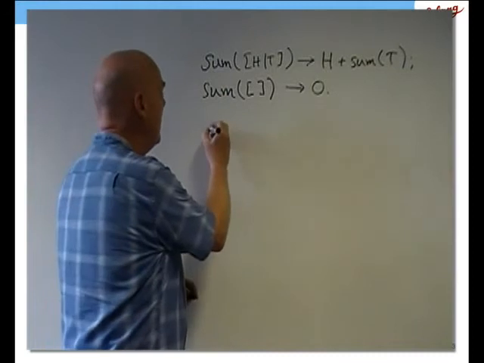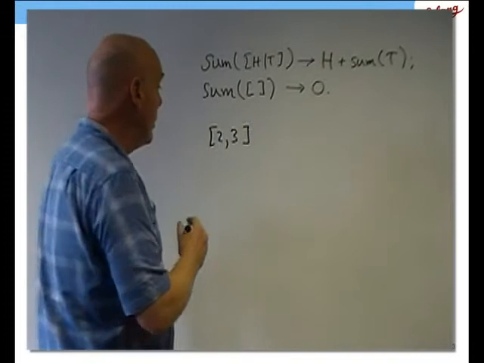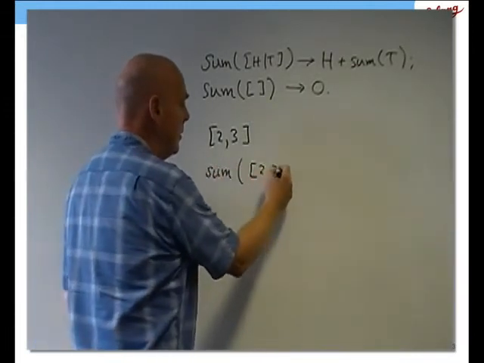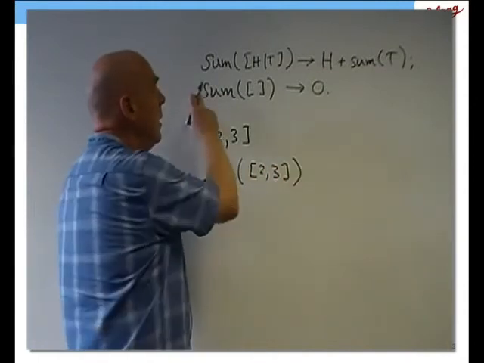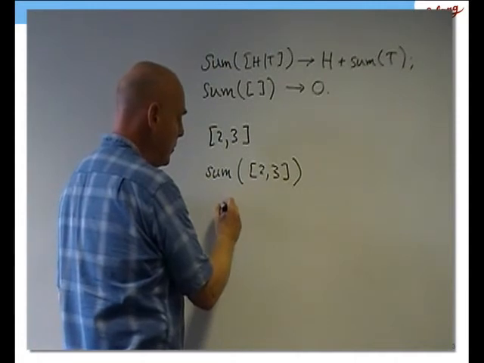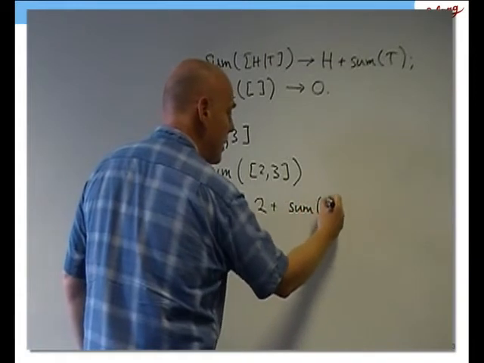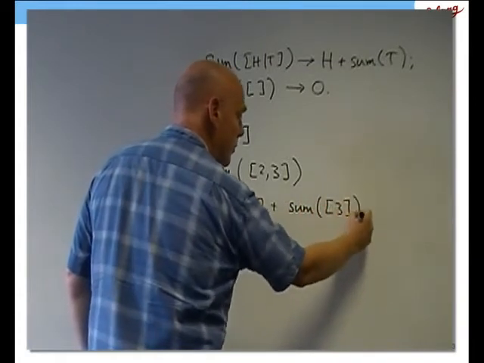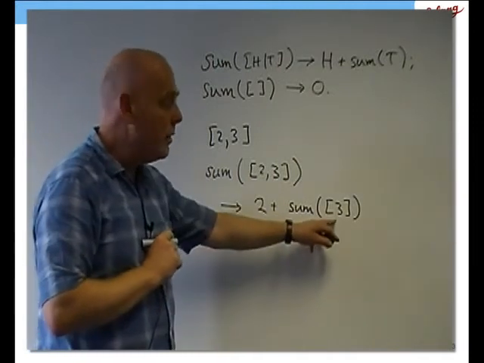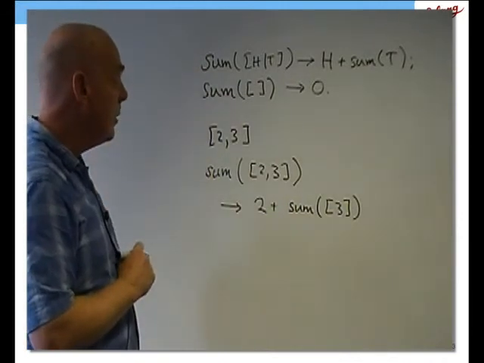If you're not convinced, let's have a look at how this works in practice with the list 2, 3. So what is the sum of that list? Well, the empty list clause doesn't apply. It must be the first clause. So that will be 2 plus the sum of the list with just 3 in it.